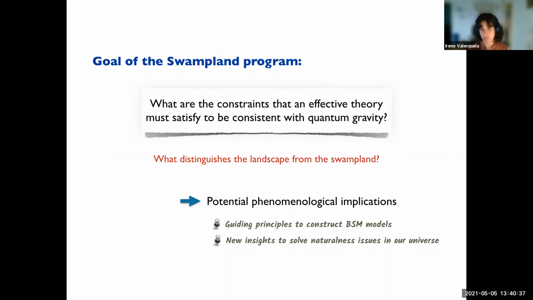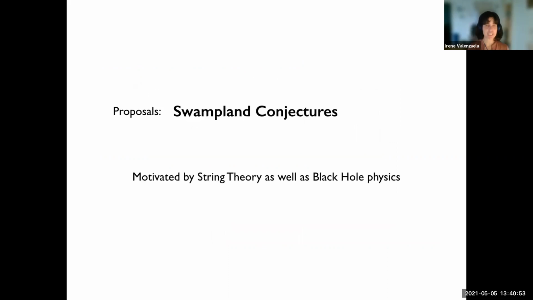Okay, so this is sort of the idea. Of course, it's a very ambitious goal. We're trying to understand what the constraints of quantum gravity are, and right now all we have are proposals. There are many ways to approach these questions. I'm going to focus in this talk on what are called the Swampland Conjectures, which are a set of proposals that have been motivated by string theory and black hole physics.